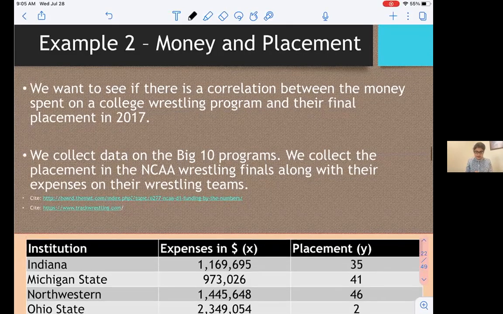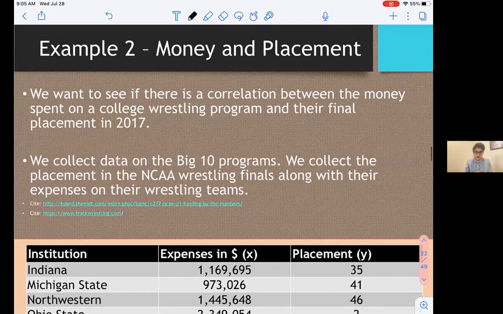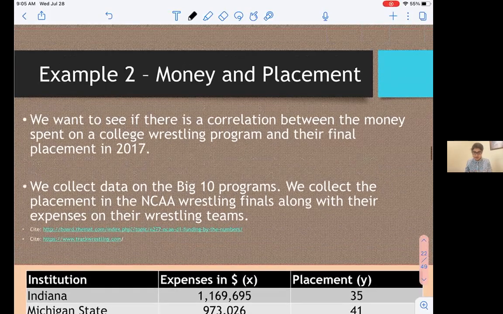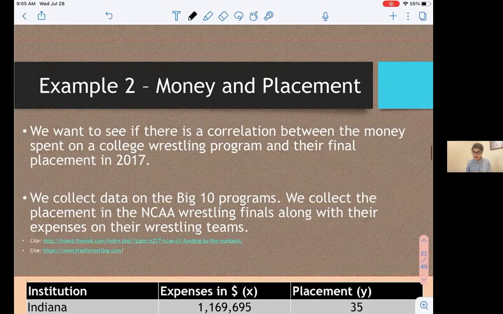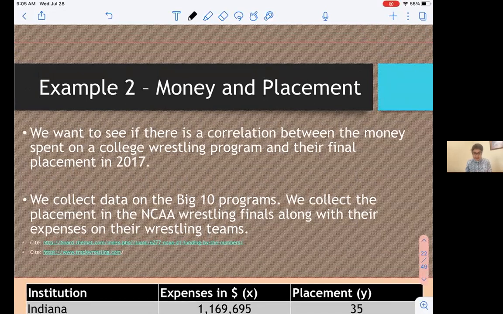So this is our second example, on money and placement. We want to see if there is a correlation between the money spent on a college wrestling program and their final placement in 2017. They spent some money on the college wrestling program, and they want to see the relation between the money spent by their colleges and their placement in 2017.